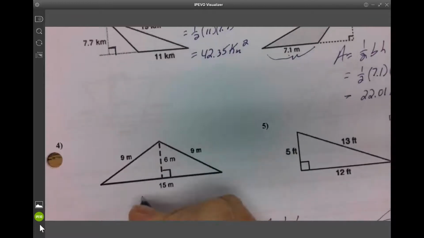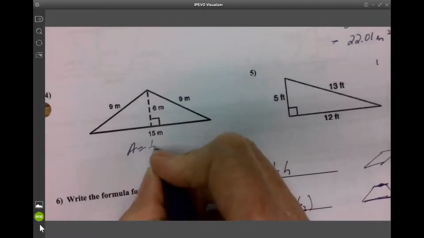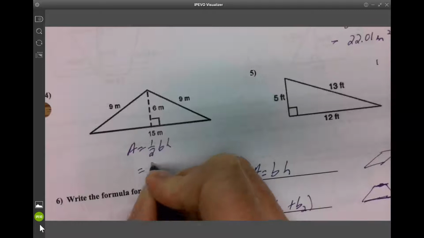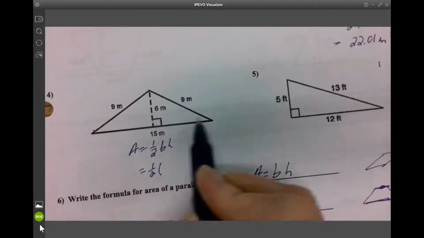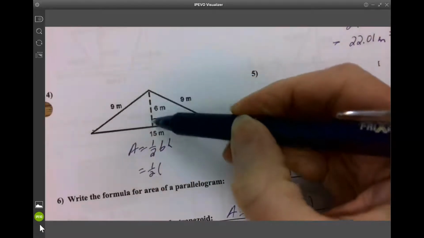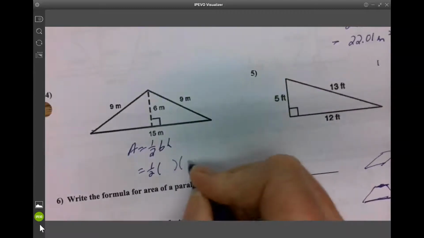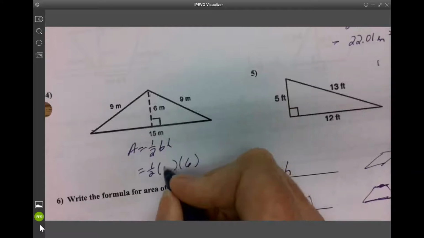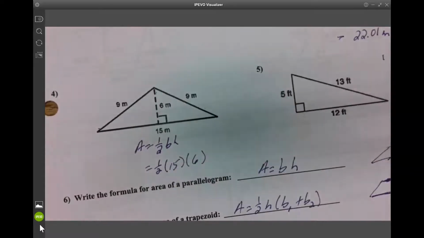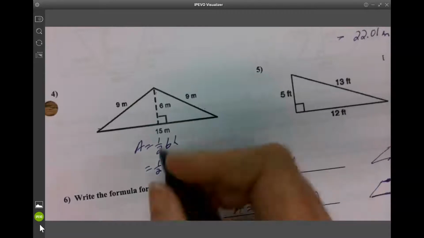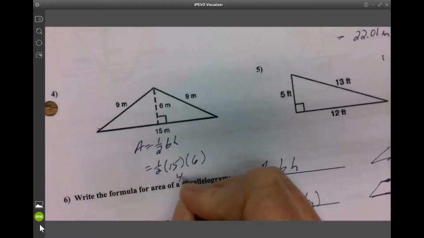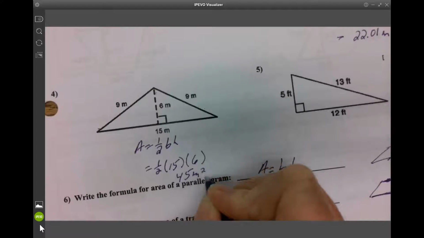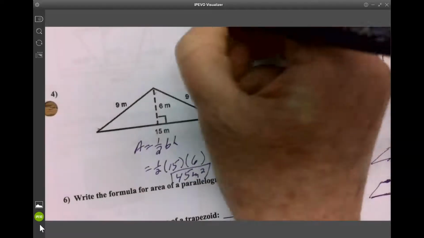On number 4, again, a triangle, 1/2 base times height. So 1/2. The base, it always comes perpendicular. So this is your height, and your height is 6. And the height always goes perpendicular to its base. So its base is 15. So we get 45, didn't leave a lot of room, meters squared. Okay.